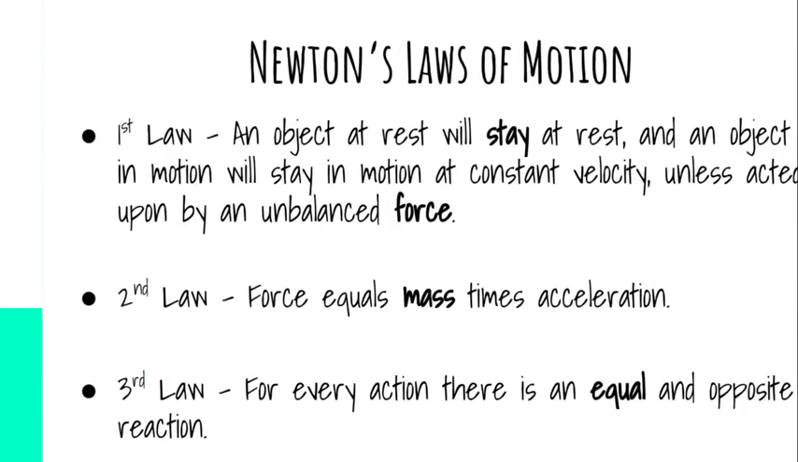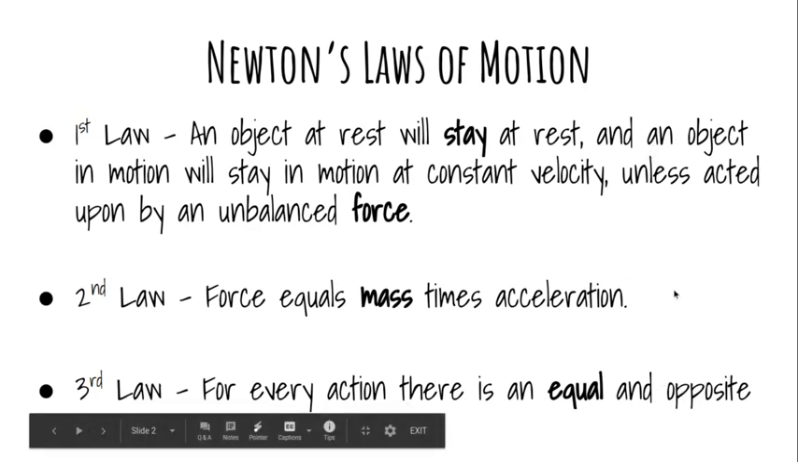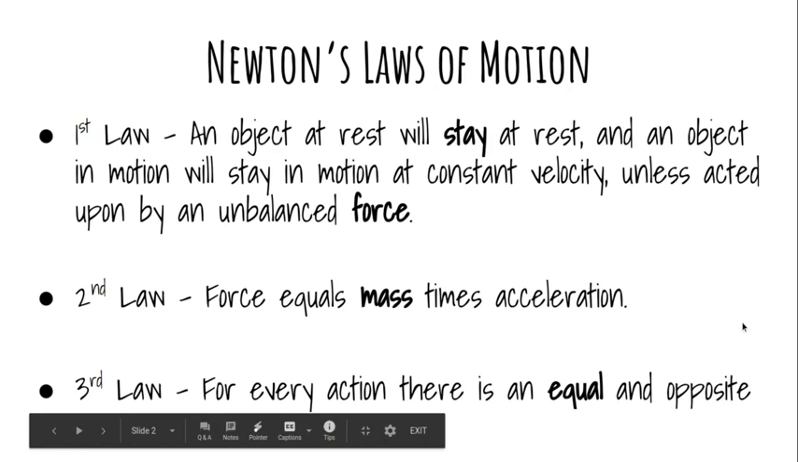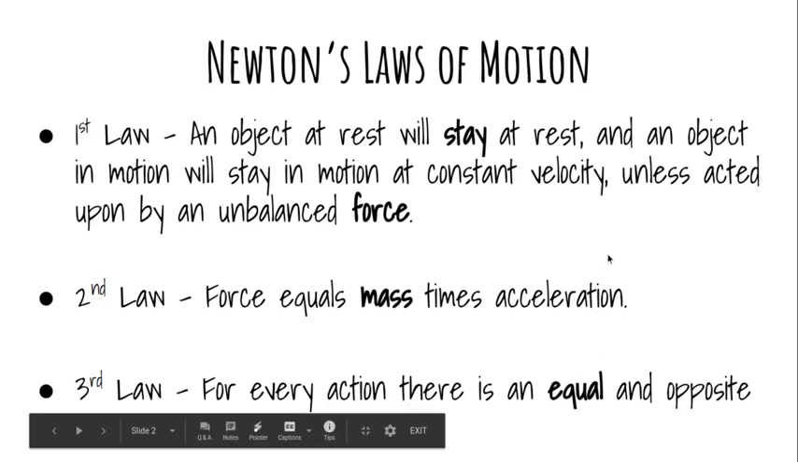But let's get started. Newton's laws of motion. Some of you may have heard these before. They're like common knowledge sayings that you hear people talk about from time to time. But these are the 3 laws. The first law says that an object at rest will stay at rest, and an object in motion will stay in motion at a constant velocity unless acted upon by an unbalanced force. The second law says force equals mass times acceleration, so it's literally an equation. And the third one says for every action there is an equal and opposite reaction. We're going to go through each one of these in a separate video, in detail, and today's is going to be the first law.